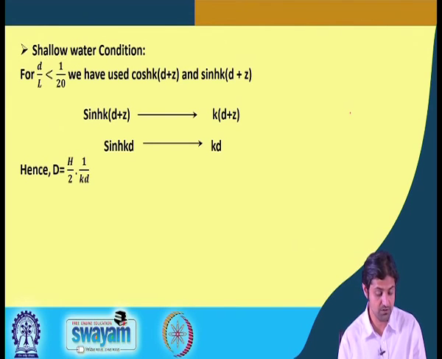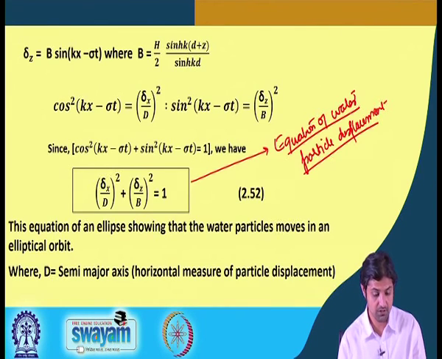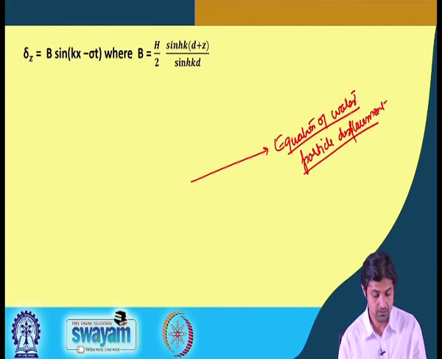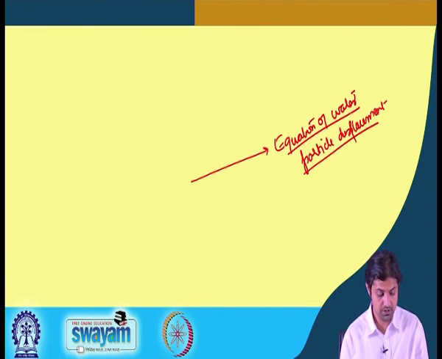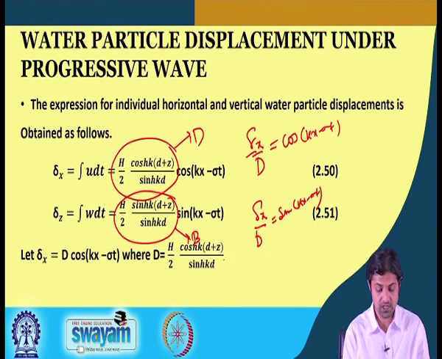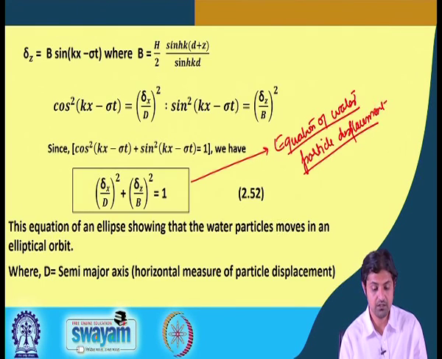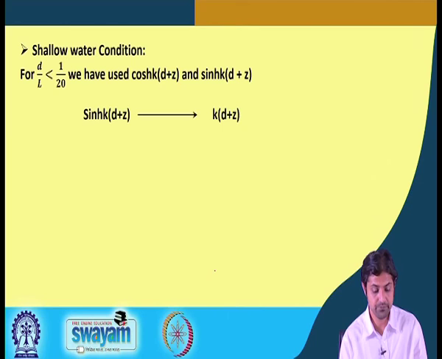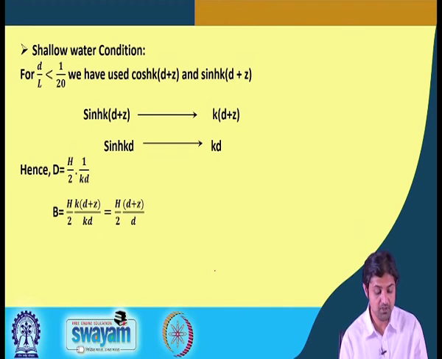As you remember, D was this equation: H by 2 cosh k(d+z) over sinh kd. In shallow water, this becomes k(d+z) divided by kd. All right. So, this capital D becomes H by 2 into 1 by kd, and B becomes H by 2 into k(d+z) by kd.